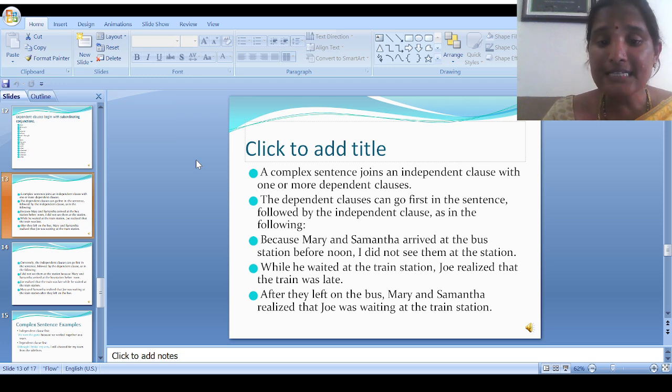See here, while he waited at the train station. So waiting at the train station is not the main clause; Joe realized that the train was late. Realizing the train was late came only after waiting at the train station. The boy did not get to know when the train would start, so he waited there. While staying there, they got to identify the cause and the effect.